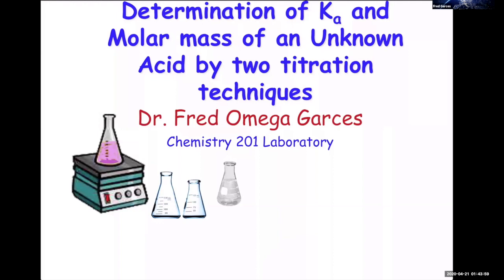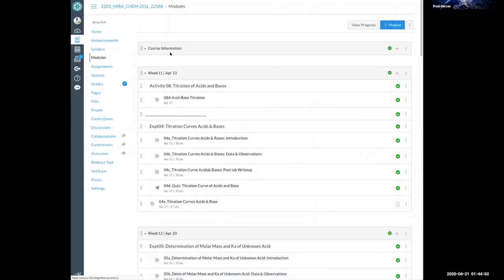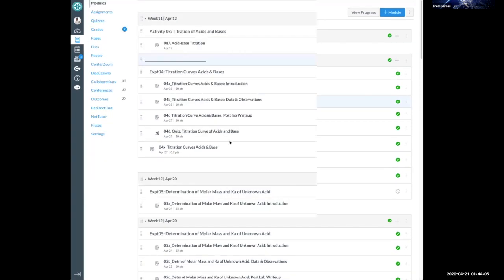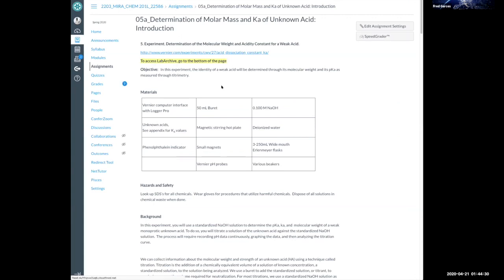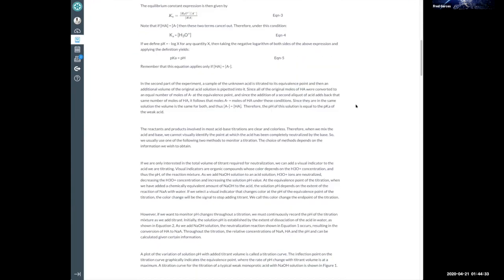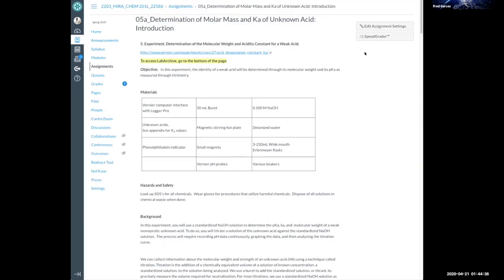So if we go back to Canvas, you can see that this is going to be in week 12. And this is where you would find the experiment in Canvas under the module. The items highlighted in green are available. The first one is just a title, but this second one gives you the experiment as written in your lab manual.